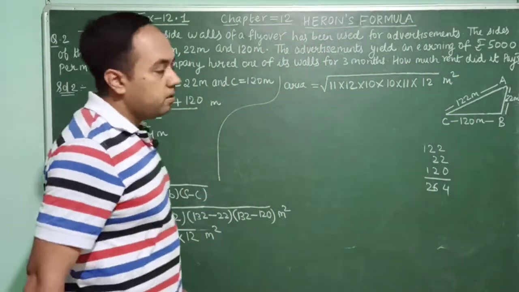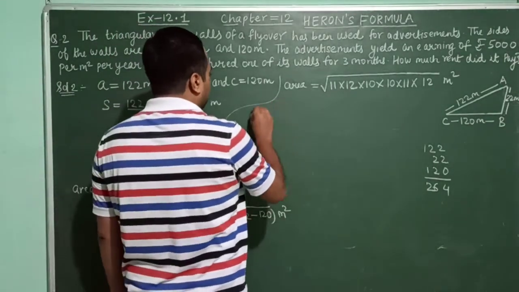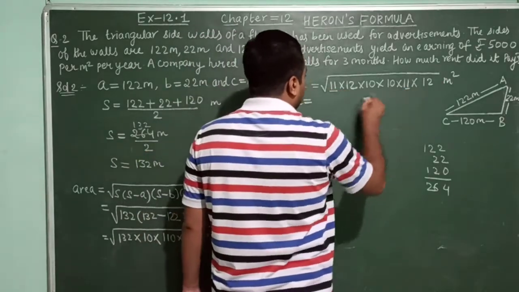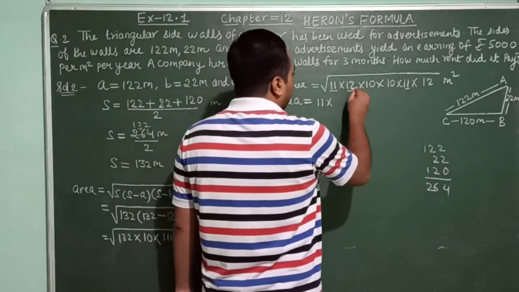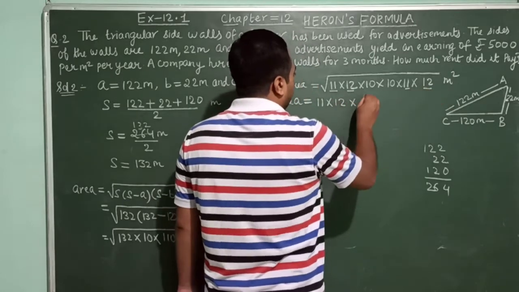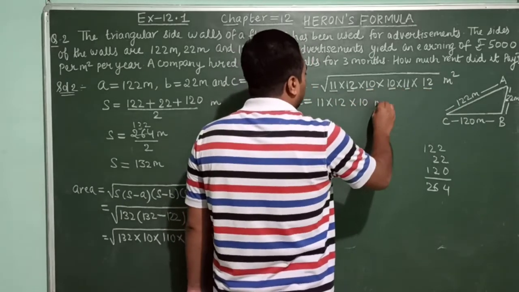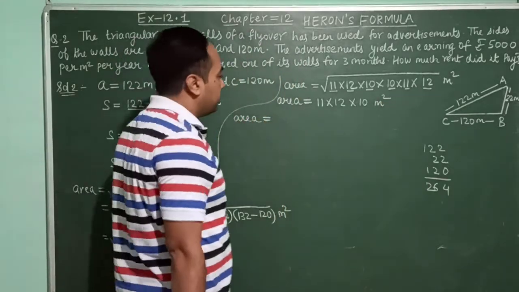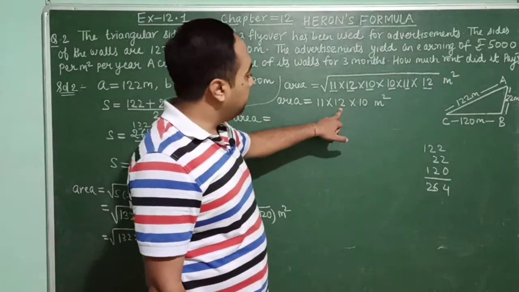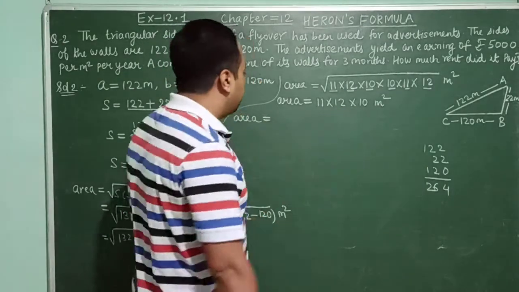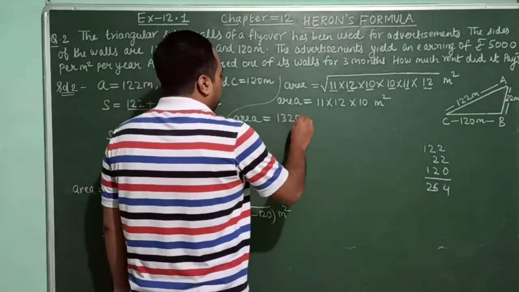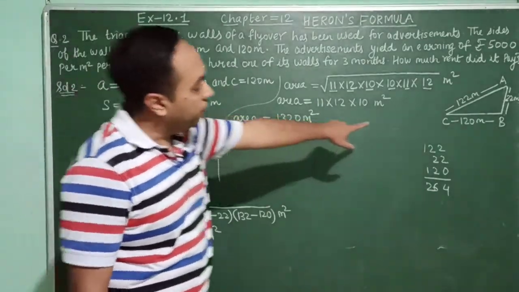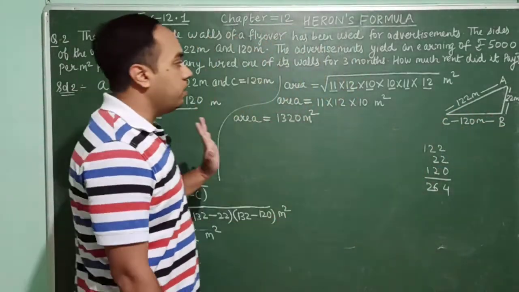Okay, now next thing is making pairs. So area is equal to, now see, 11 is making a pair, so 11 will come out. 12 is making a pair, so 12 will come out. Also 10 is making a pair, so 10 will come out. So the area of this advertisement wall using Heron's formula is equal to 11 into 12, 132, 132 into 10, that is 1320 meter square. So right now we have calculated the area of this advertisement wall using Heron's formula.